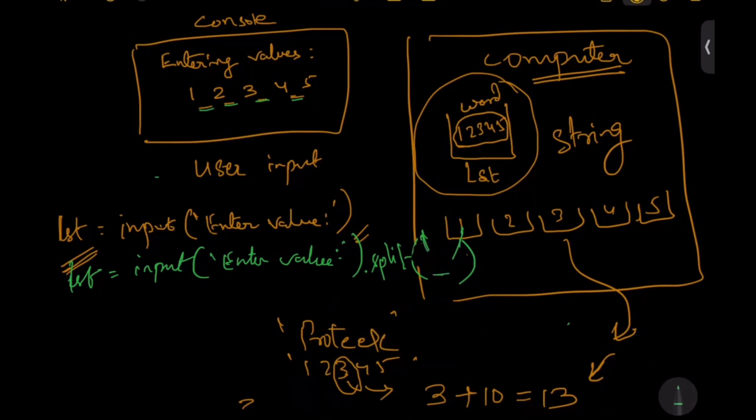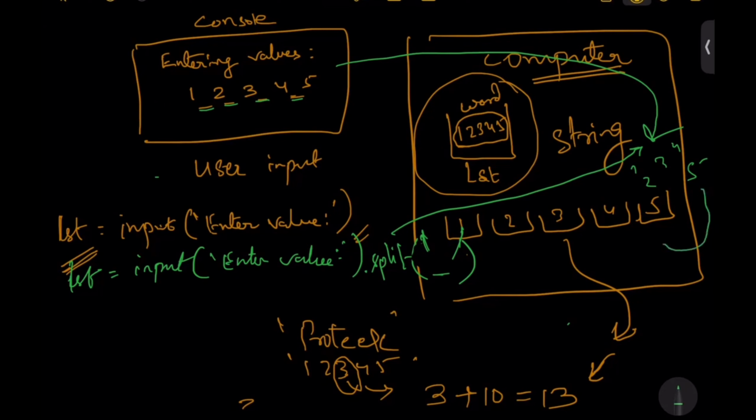Now what it did is, the computer already understood that after this line, this has become like this: 1, 2, 3, 4, 5. It has already split. It's no more a word now. It's all characters. But I want this in the form of a list, in a proper list container. It's not yet in the container.